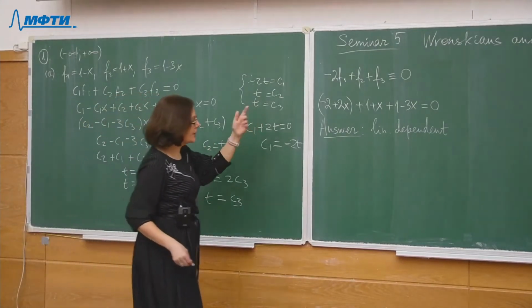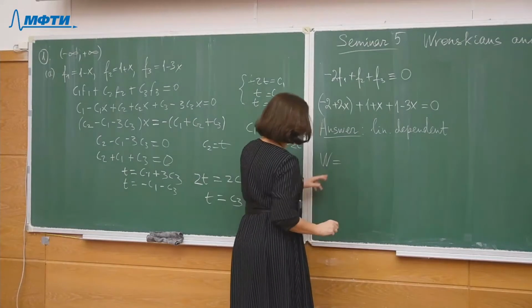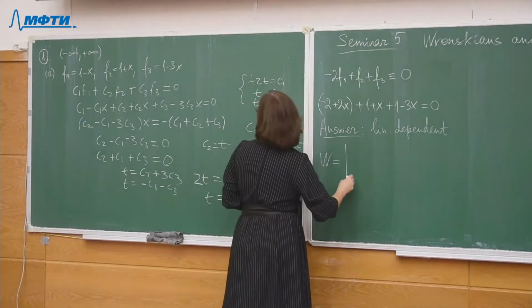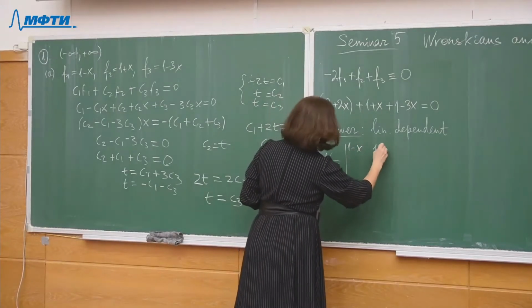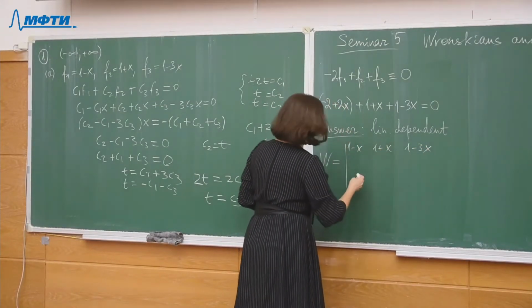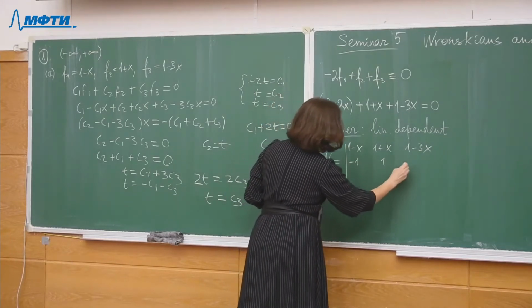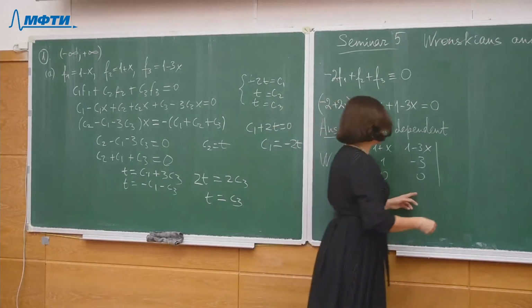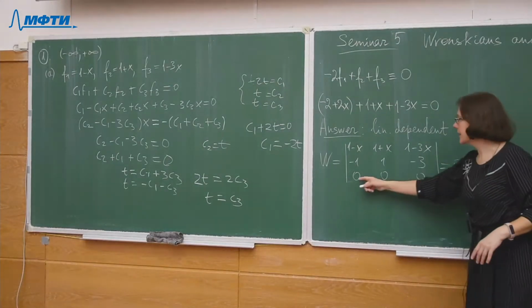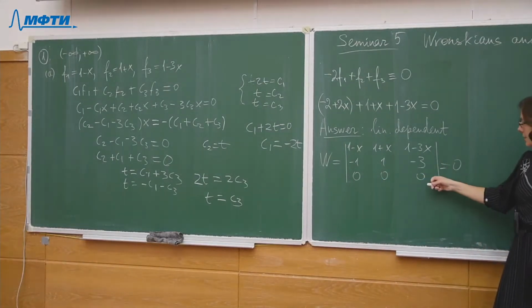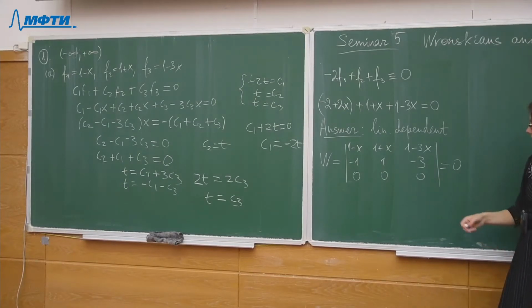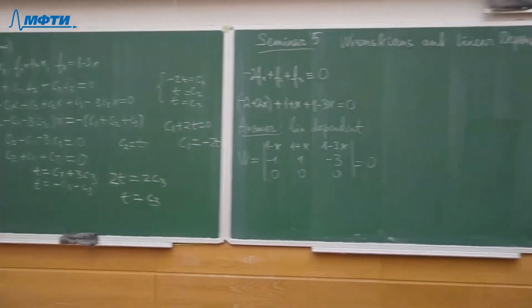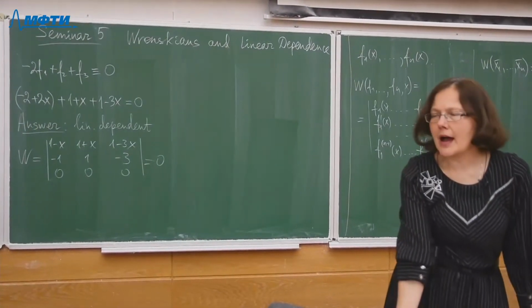Okay, so in this task, it is also possible to find the Wronskian. It will be 1 minus x, 1 plus x, 1 minus 3x, then the first derivative minus 1, 1, minus 3, and the second derivative will be 0, 0, 0. So we can see that the determinant is identically 0 because it involves this zero row. Okay, so the Wronskian is 0, but this fact doesn't imply that these functions are linearly dependent.